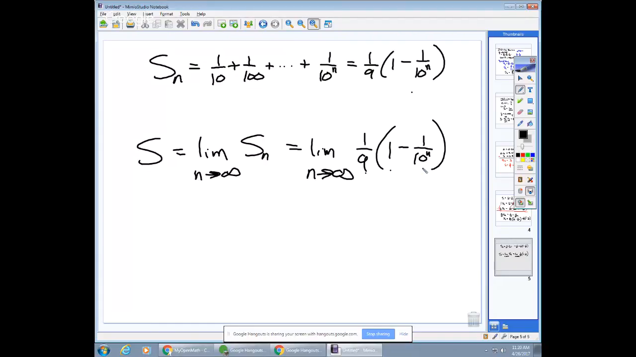So let's see, as n gets big, 10 to the n is getting very big. 1 over a very big number is pretty close to 0. So what we have from our previous experience with limits is that that part right there is going to 0. So I have 1/9 times 1 minus 0, which is just 1/9.